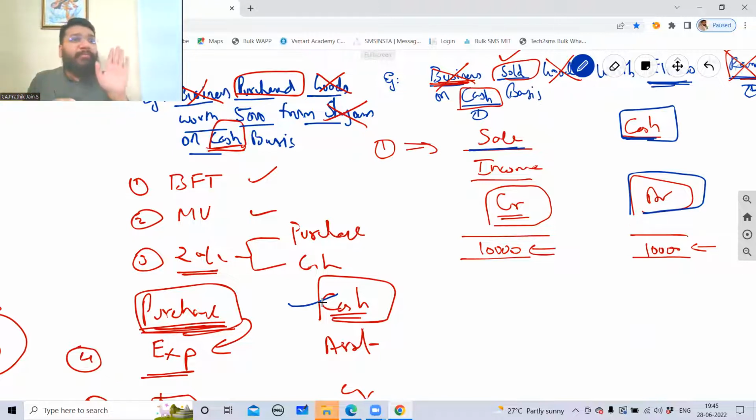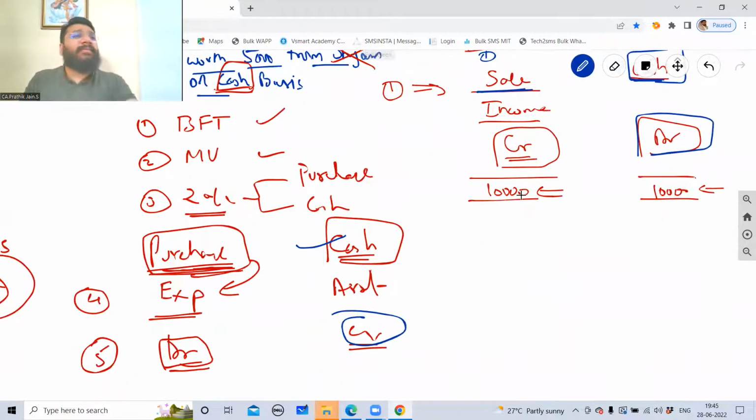I have 10,000 rupees in my hand. I need a purchase, so from my hand I have to pay. So cash is going out. If it is going out, then you have to credit yourself. So credit what goes out. Any difficulties, please?